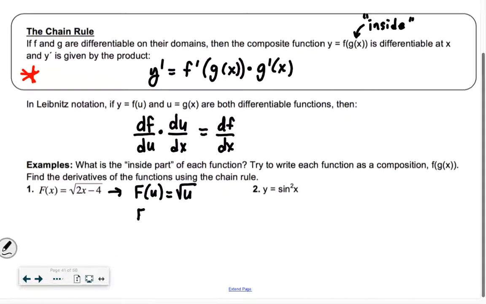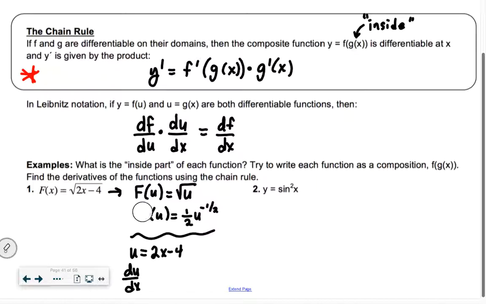And then I can take the derivative just with u. So this would be 1/2 u to the negative 1/2, right? But we can say, well, as a second part of the problem, we know what u is. u is the inside part. It was 2x minus 4. Right? Well, what's the derivative of u in terms of x? So u prime. So maybe I should write it out with the du over dx.